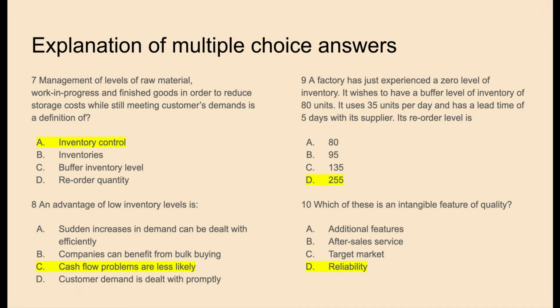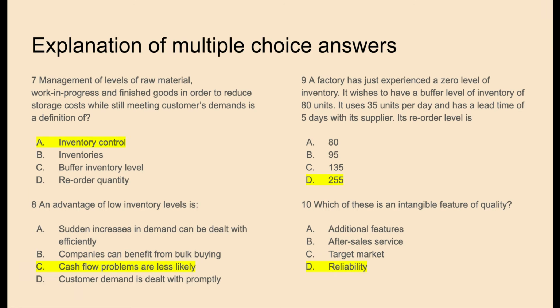Okay, so again, you can sometimes do this via a process of elimination. Clearly, if you've got low inventory levels, that's going to mean that any increase in demand isn't going to be dealt with efficiently. That's going to be causing major panic. Clearly, in another instance, companies can benefit from bulk buying. Well, they can, but that's not really an advantage of low inventory levels. And finally, customer demand is dealt with promptly. Well, with low inventory levels, there's an argument to say that you might need to manage a customer's expectation to a larger degree. So you need to bear that one in mind too.